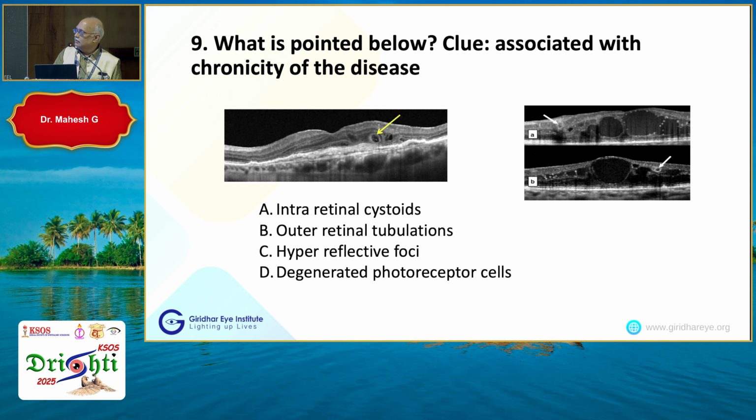This is classical. It is seen in chronic cases, chronic MNV cases. It is round and not like a typical intraretinal cystoid. It is hyporeflective foci, degenerated photoreceptor. Actually, it is the outer retinal tubulation where the layer has retracted and become round. So this is called ORT. ORT can be in different layers. So this is outer retinal tubulation. It is a bad sign because the visual outcome and treatment outcome may not be very good.